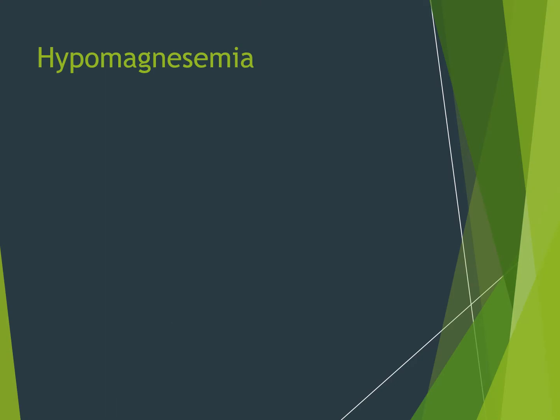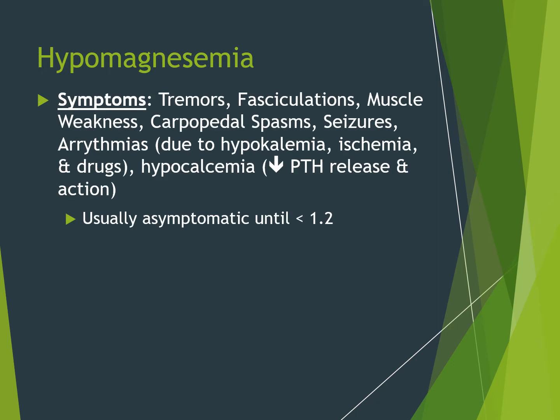So hypomagnesemia commonly occurs with hypokalemia, so oftentimes the symptoms are the same. You can see that this includes tremors, fasciculations, muscle weakness, carpopedal spasms, seizures, arrhythmias, and hypocalcemia. Usually it's asymptomatic until the magnesium is less than 1.2.